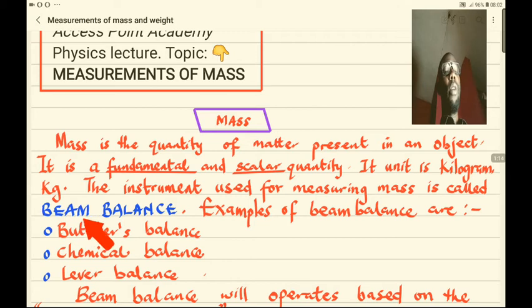So this is quite very important. If you ask what is the name of the instrument used for measuring mass, the answer is beam balance. Beam balance is the instrument which is used for measuring mass. Examples of beam balance are the butcher's balance, used by those that sell meat, then the chemical balance that is used in the chemistry laboratory or physics laboratory, then we have the lever balance. They are all examples of beam balances.